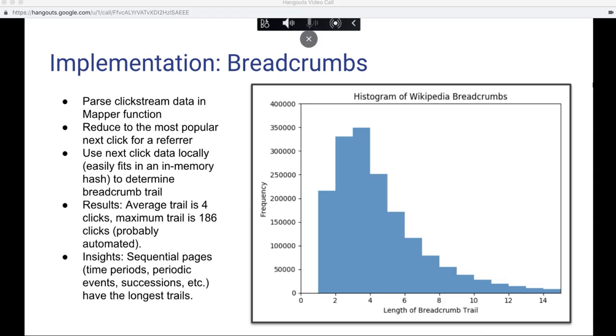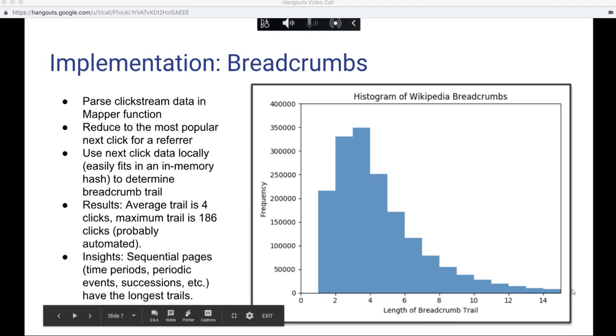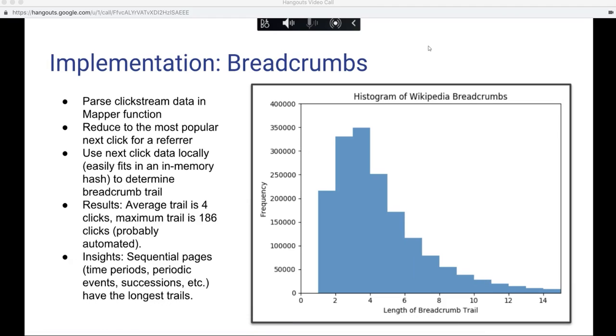So doing that, we created this histogram over here on the right-hand side showing that the average trail was 4 clicks long. So typically it goes 4 clicks in before somebody either loops back or the trail ends. One interesting thing to note is that this tail extends way out over here all the way to 186. It's not on the graph, but there are some pages that have these really, really long breadcrumb trails going into them.